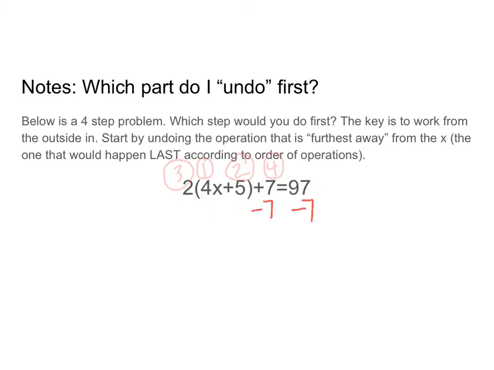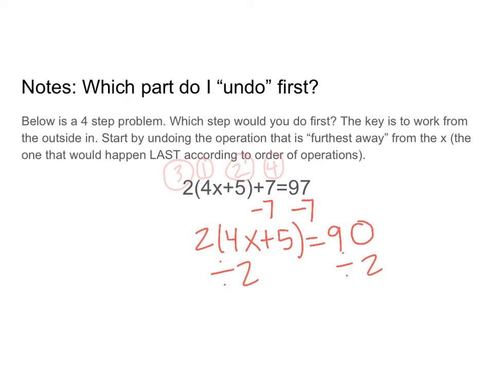So let's do it. First we subtract 7, and then we rewrite. Next we divide by 2, because at this point in the equation that would be the last part you would do in order of operations. So we get rid of that next. So we're going to divide the whole thing by 2. I just realized I didn't subtract the 7 from the 97, but I fixed it now. And now I'm going to rewrite.